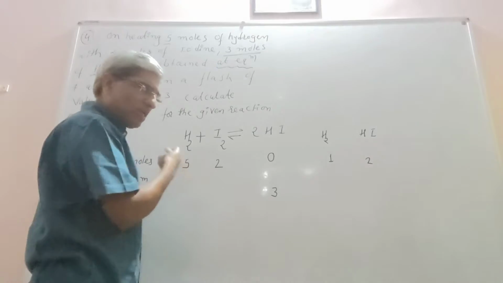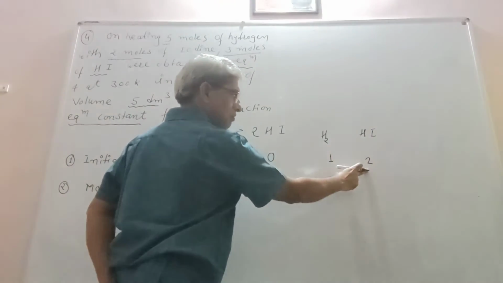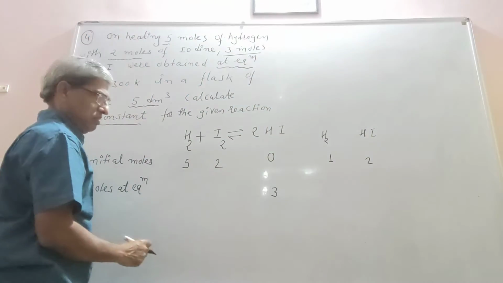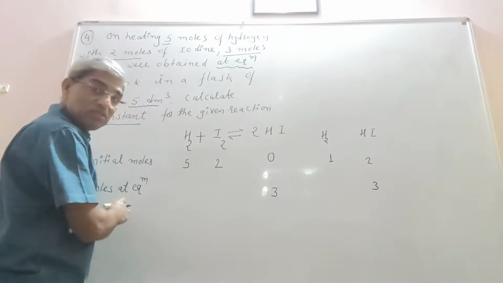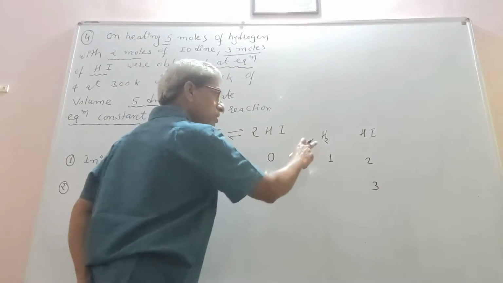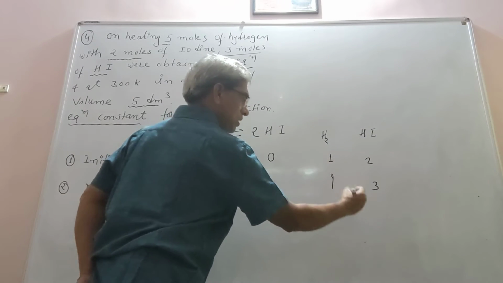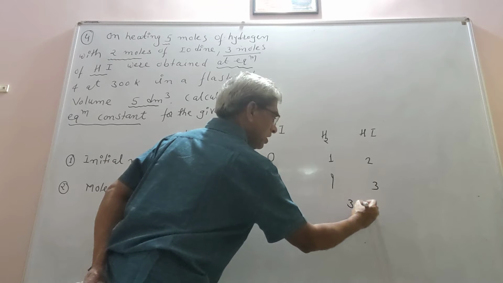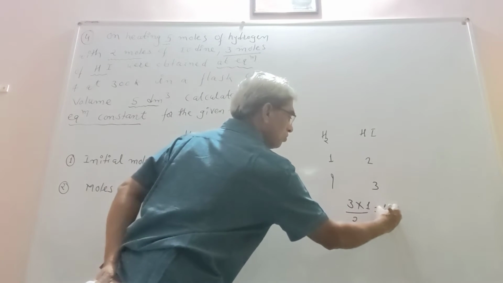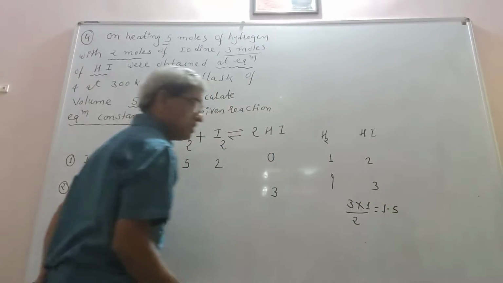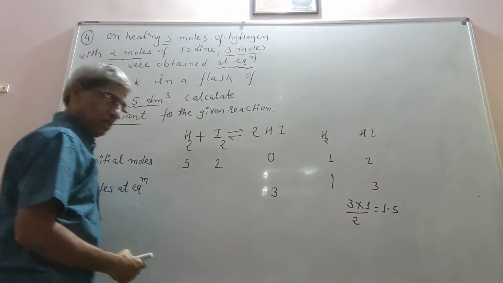To find out the left moles: whenever 1 mole of H2 reacts, how many moles of HI are formed? 2, from the given reaction. Then how many moles of HI are formed at equilibrium? 3. Therefore, how many moles of H2 react? Cross multiplication: 3 into 1 divided by 2, equal to 1.5. Means the reacted moles of H2 are 1.5.